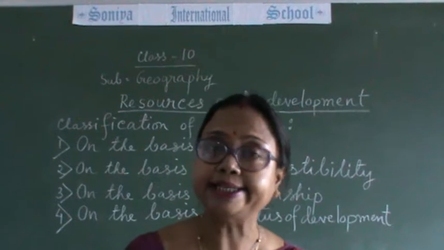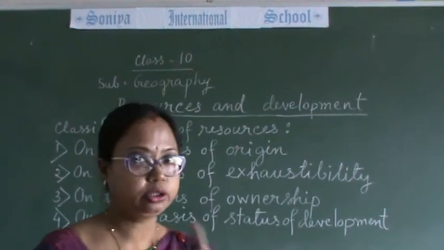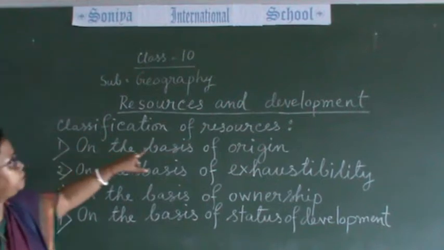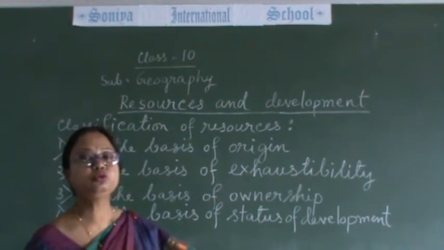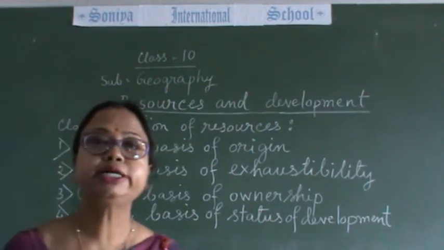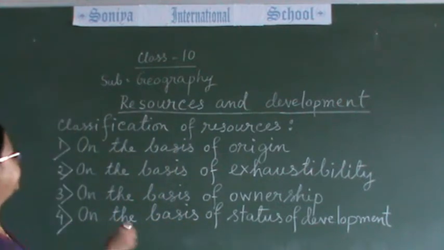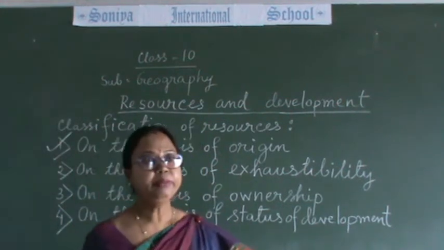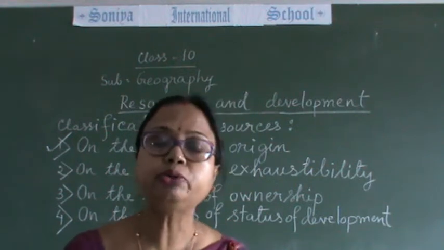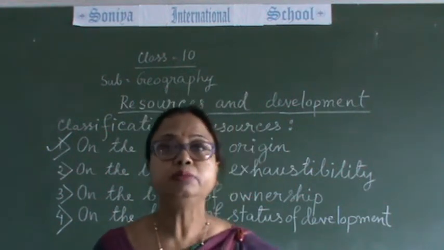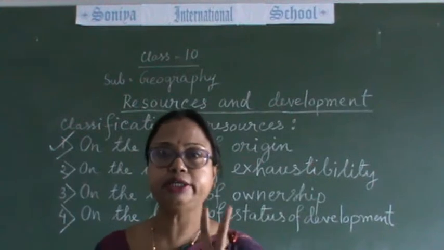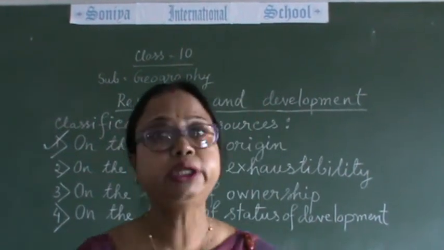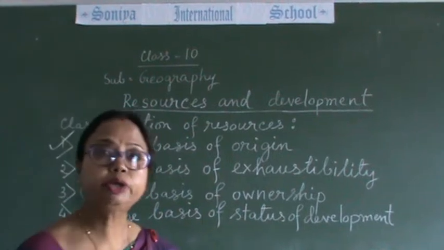So how can we classify this? For classification, today we will discuss the resources and classification of resources. Like this we can divide the resources. First, the origin of resources. That means number 1, on the basis of origin. Origin means from where we are getting the resources.